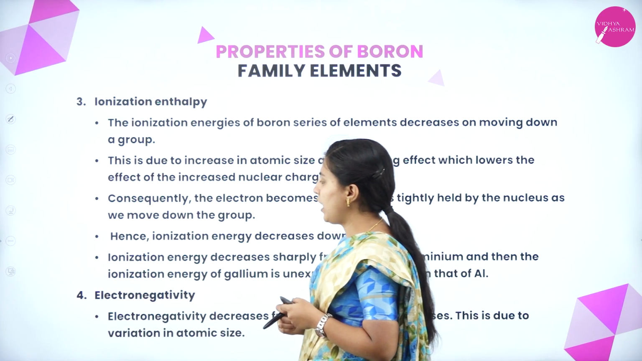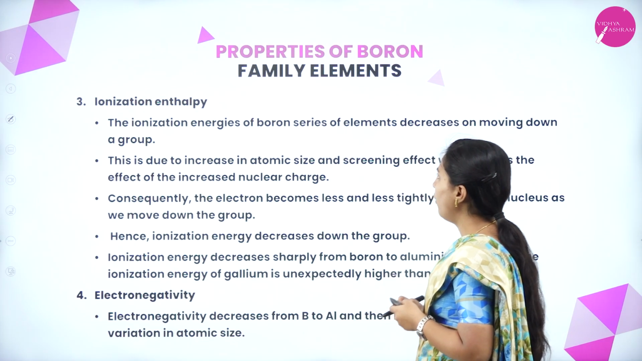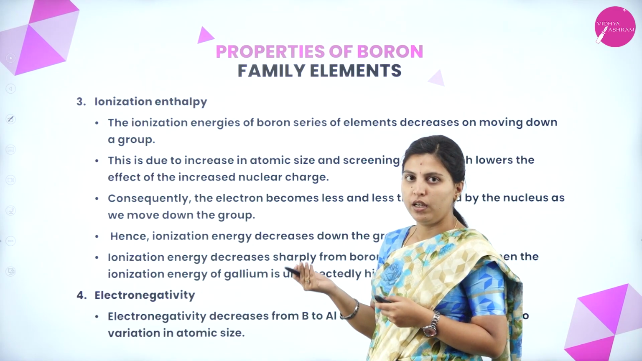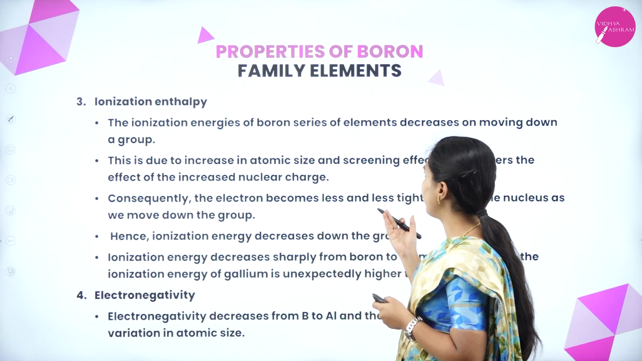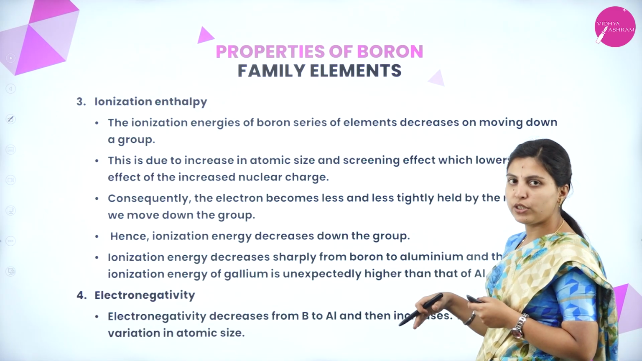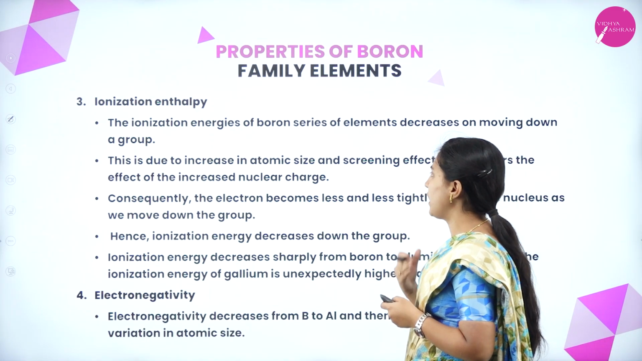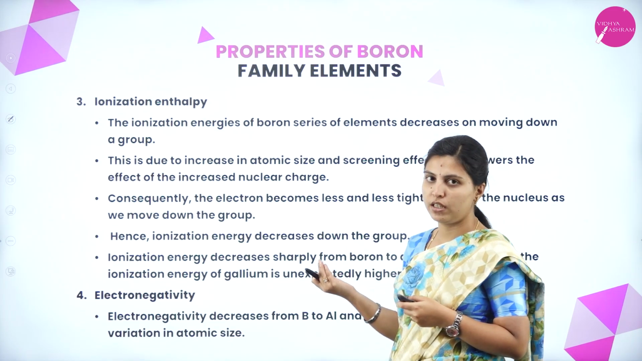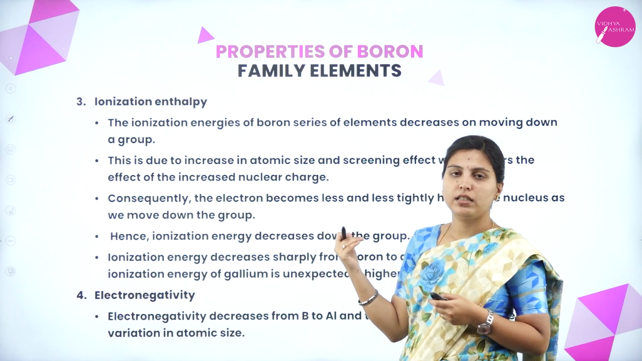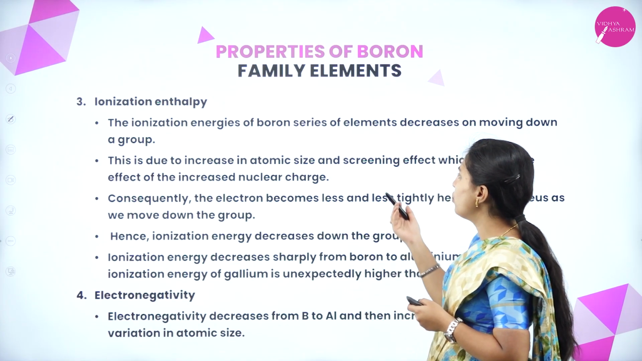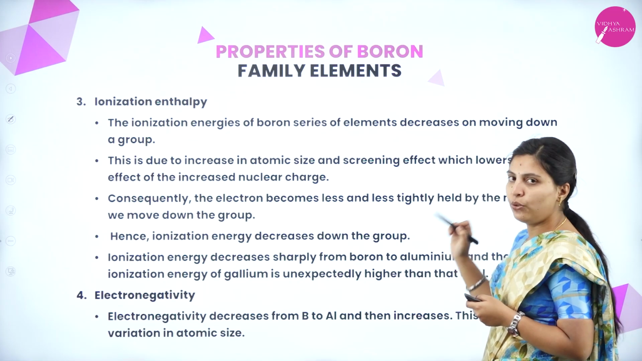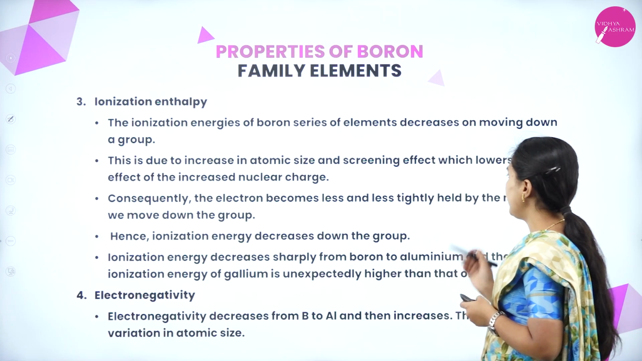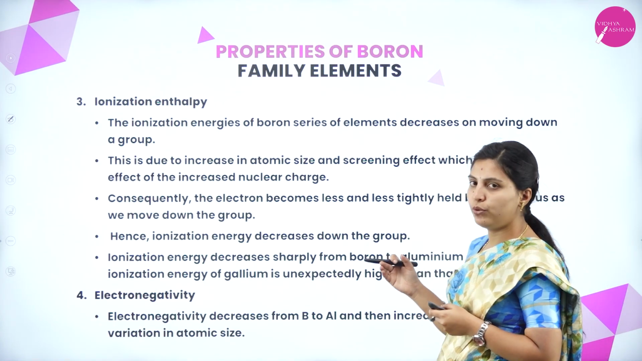Next, ionization enthalpy. The ionization energy of boron series elements decreases on moving down the group. This is due to the increase in atomic size and screening effect, which lowers the effect of increased nuclear charge. As atomic size increases, the screening effect also increases. Consequently, the electron becomes less and less tightly held by the nucleus as we move down the group.